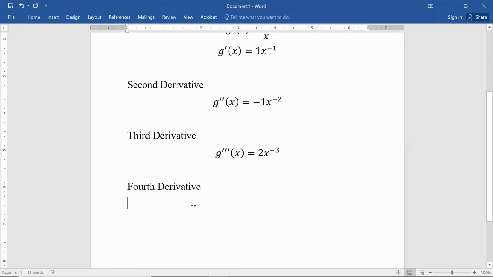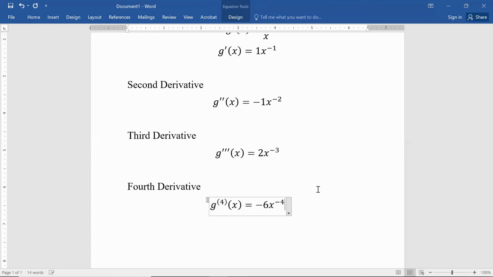The fourth derivative is going to have a coefficient of -3 times 2. I misspoke, I said exponent at first, but it's the coefficient. And the exponent is going to be 1 less than -3. And so 1 less than -3 is a -4. So the fourth derivative is going to be -6 times x to the -4.